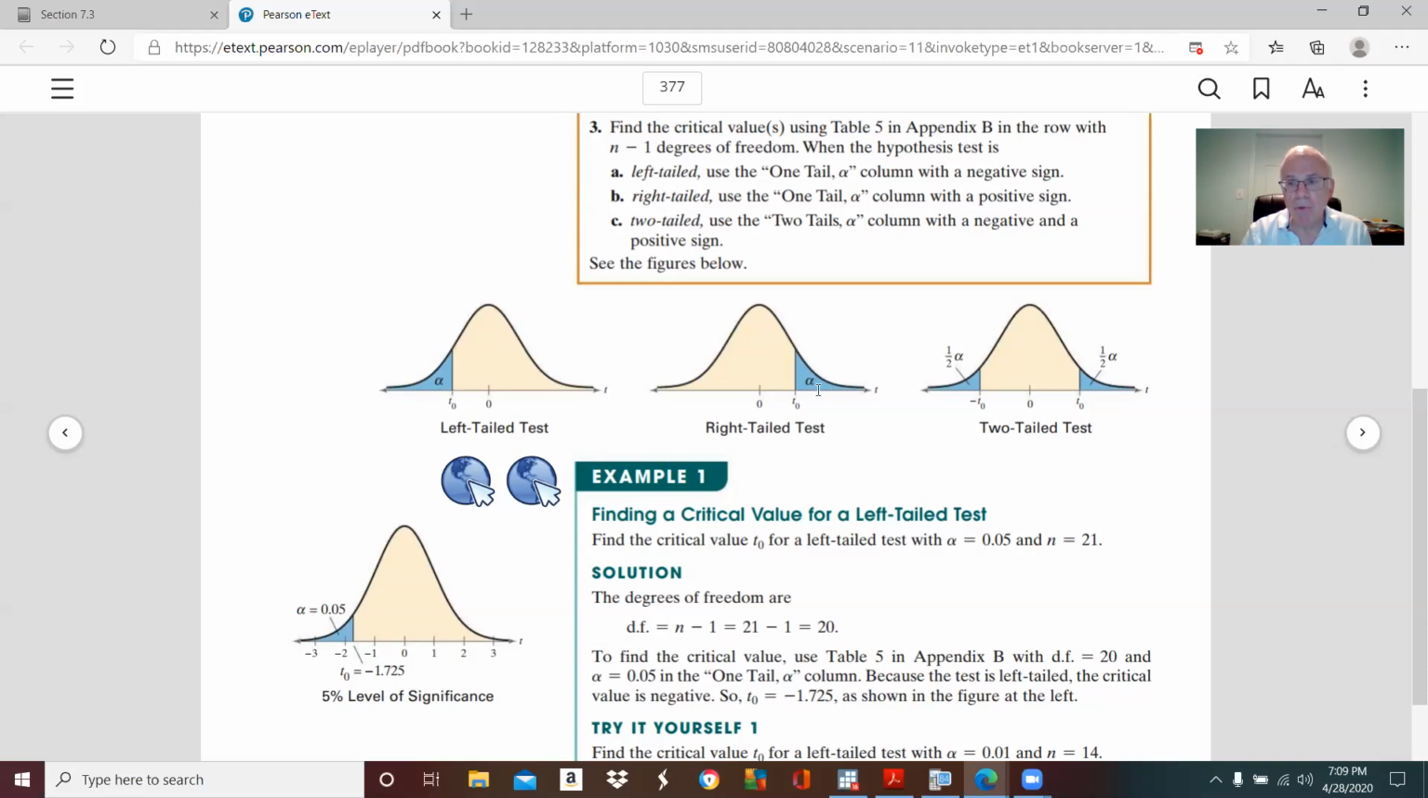In other words, it's in this blue region here. You reject the null hypothesis. If it's less than the critical value, in this beige region, you do not reject the null hypothesis.